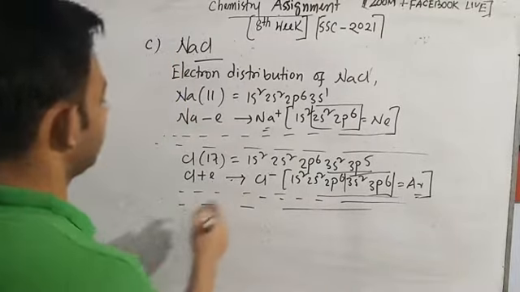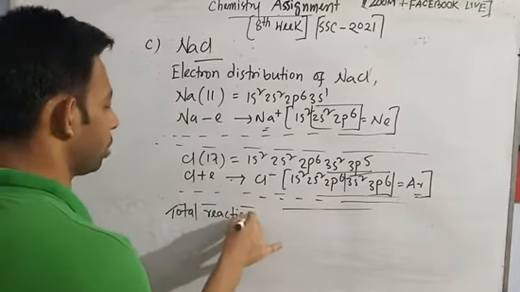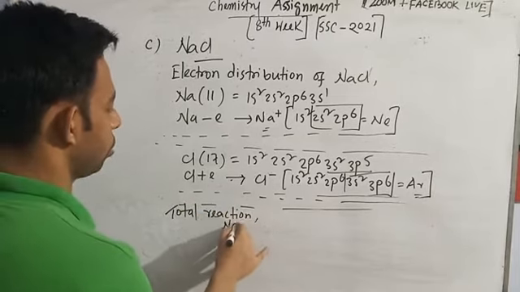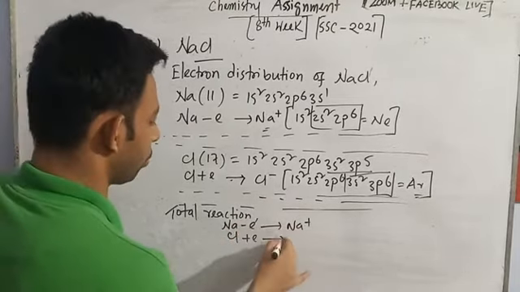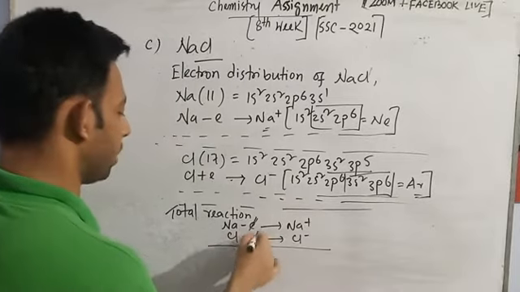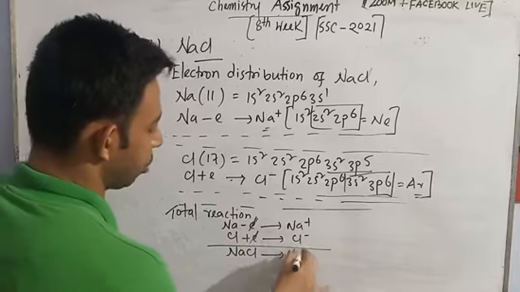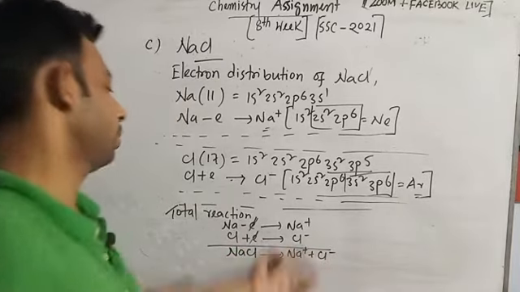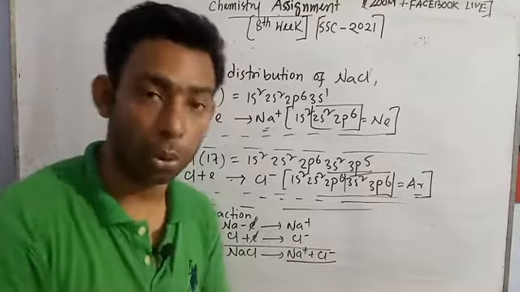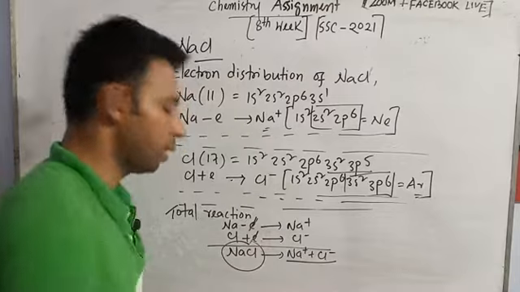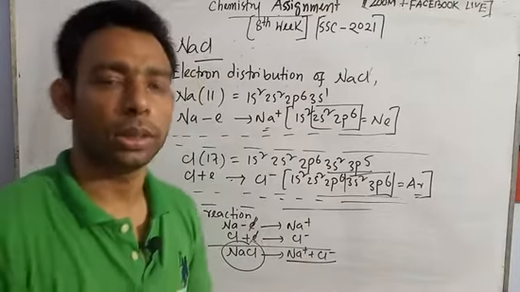And finally, the total reaction you will write there. Total reaction: sodium minus electron gives sodium ion. Chlorine plus electron gives chloride ion. The total electrons cancel out, sodium chloride, and we get sodium ion plus chloride ion. Simple. That means when sodium ion and chloride ion combine together, sodium chloride is formed. Or if we break down sodium chloride, we get the sodium ion and chloride ion. This way an ionic compound forms.